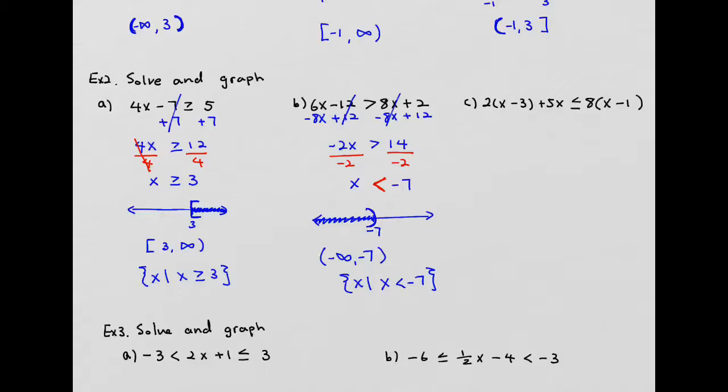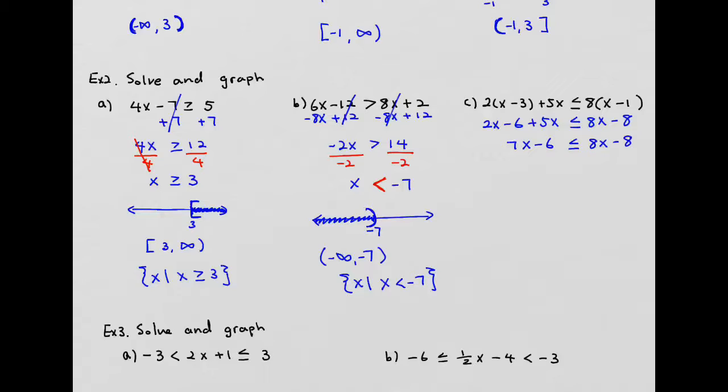Let's look at one other one. This is a longer one. So first thing I wanted to do is open the parenthesis by distributing one term into 2 terms, right? So it will be 2 times x, 2 times negative 3 is negative 6, plus 5x is less than or equal to 8x minus 8. And I do have like terms, so 2x plus 5x is 7x. And everything else will be the same.